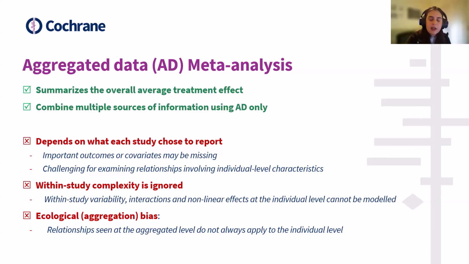And with the term within study complexity, we mean within study variability, any interactions or any nonlinear effects that at individual level can be modeled, but when we use aggregated data cannot be modeled directly. And finally, there is a risk of ecological or aggregation bias, which means that relationships that are observed in the aggregated data do not necessarily hold on the individual patient data.